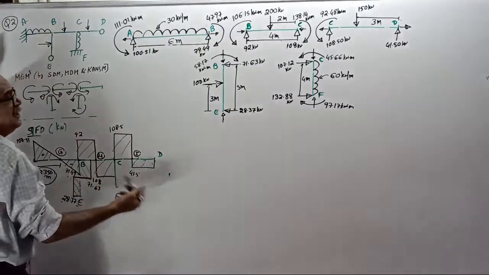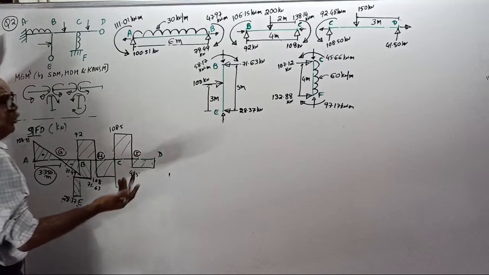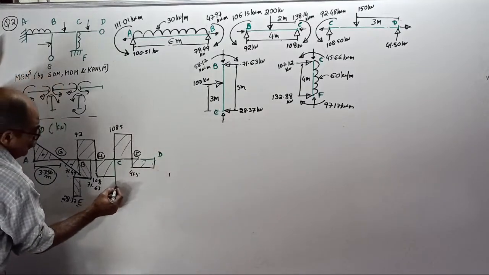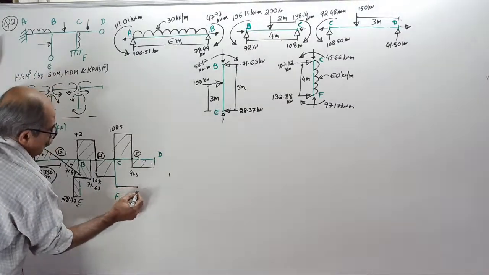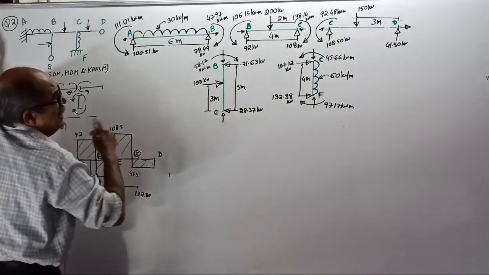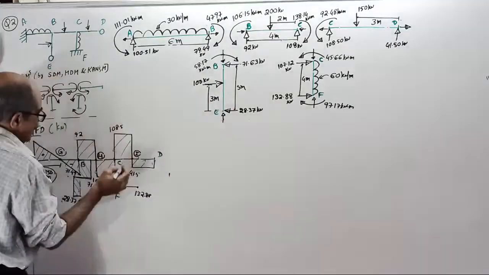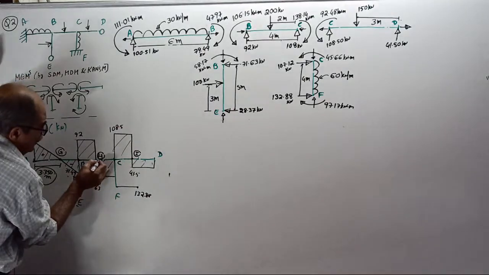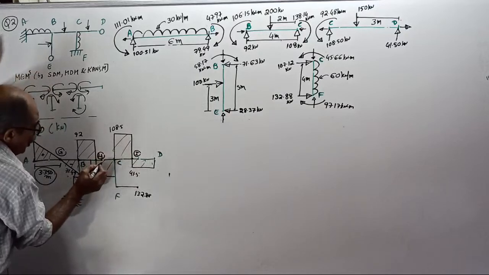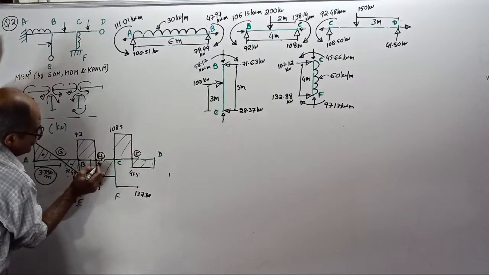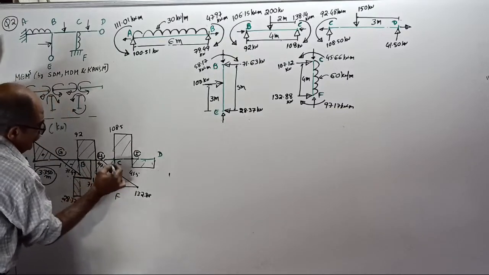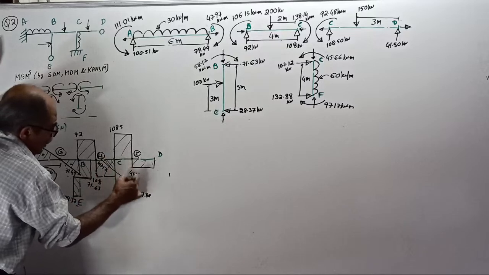For this member, you start anywhere you want. There is no rule. Start from bottom. Go right side by 132.88. From here to here, come left by 60 into 4, 240. So when you reach here, it will be around 107.12. 107.12 joined by a straight line. Okay. This is the shearing force diagram for the other column.